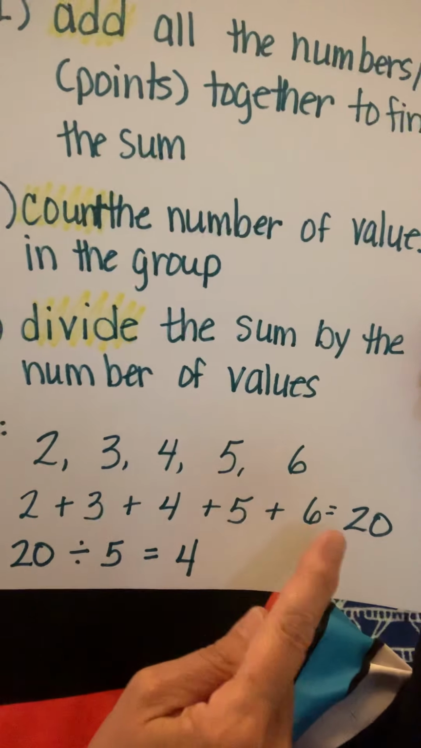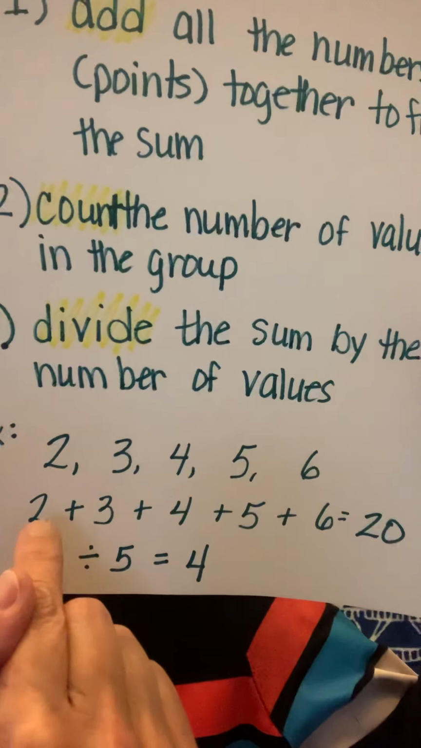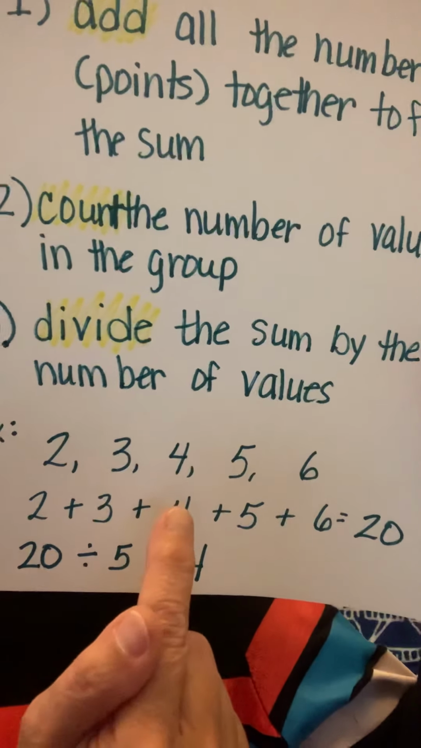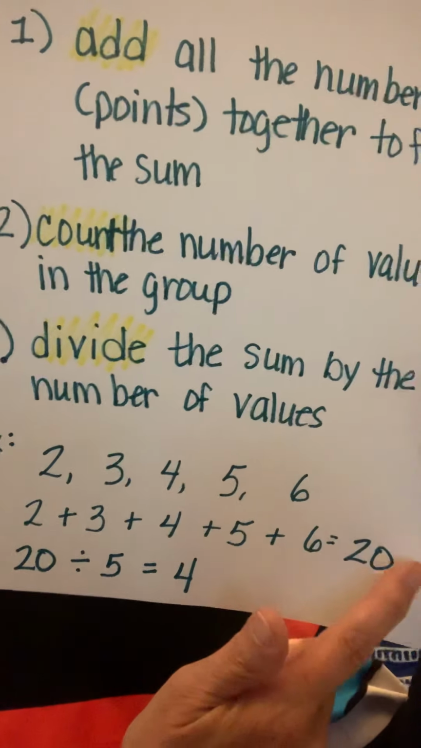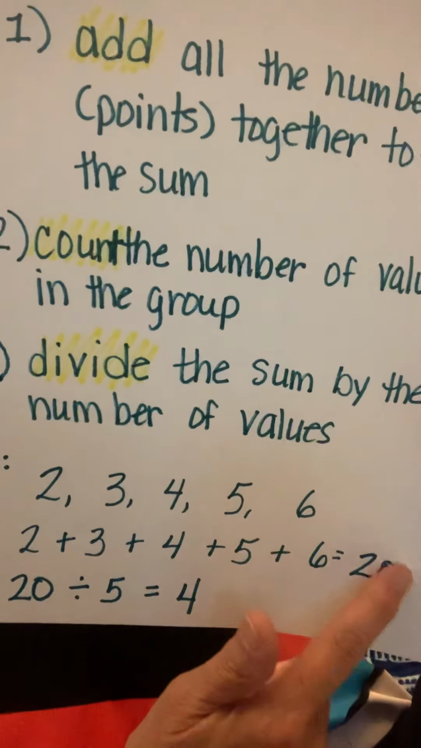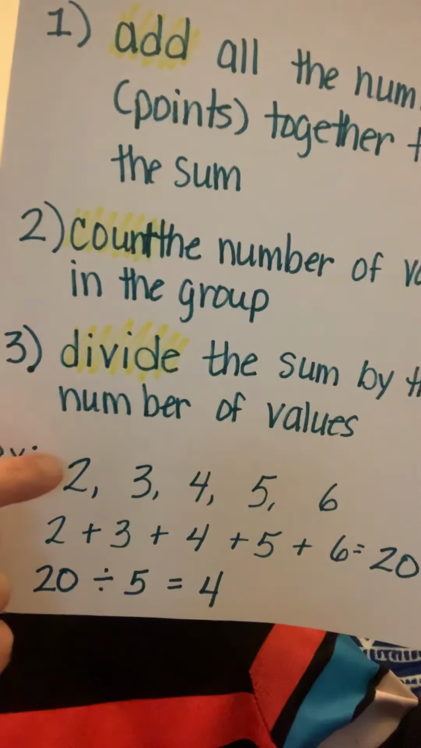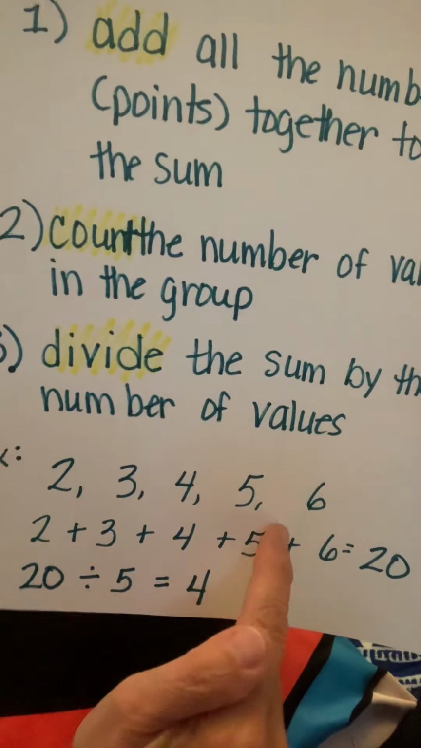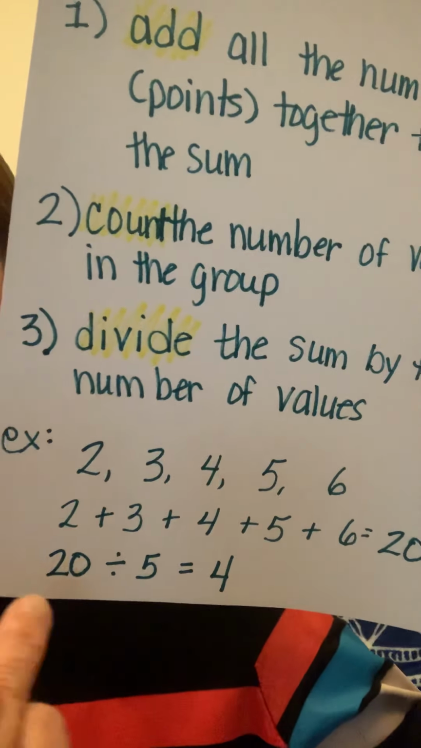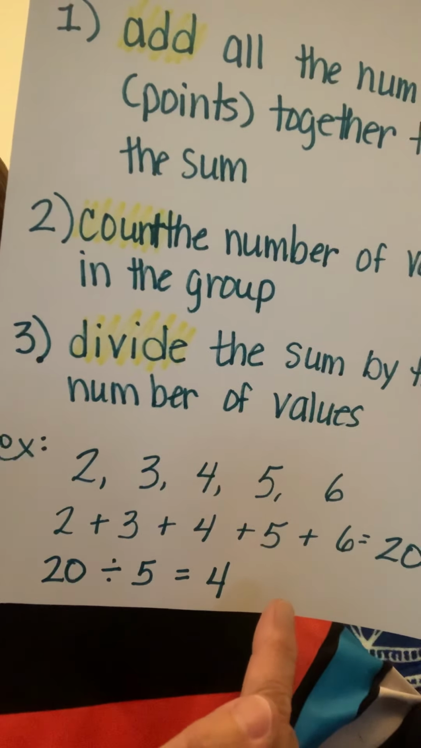Then I have to count the number of values in my group. I'm not going to count this as 2. I'm going to count this as 1, 2, 3, 4, 5. So I'm going to take the total number when added together, that's the sum, and divide it by the value, how many there are. 5. 20 divided by 5 is equal to 4.